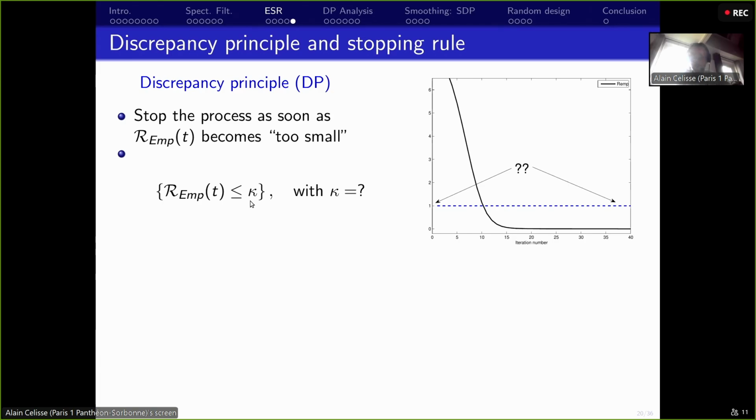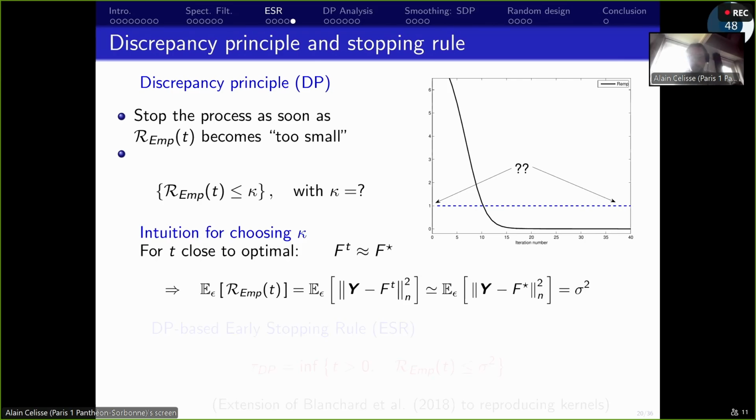Small enough means smaller than a given threshold. And the question is, of course, what is the value of this threshold? According to the heuristic, which is more or less suggested here, the threshold is very simple. It's sigma squared, the variance of the noise terms. And we can prove theoretically, this is what we will do just after, that this works in practice.